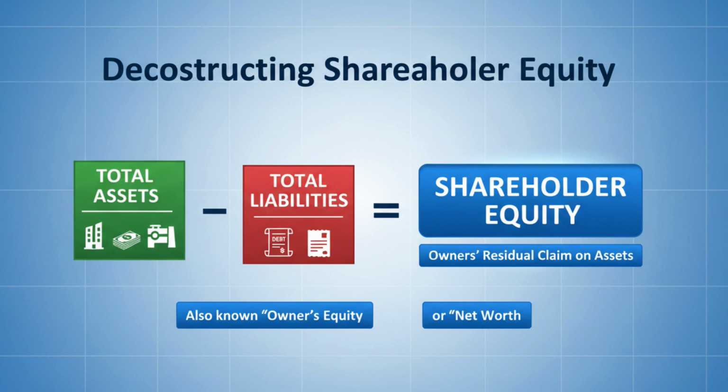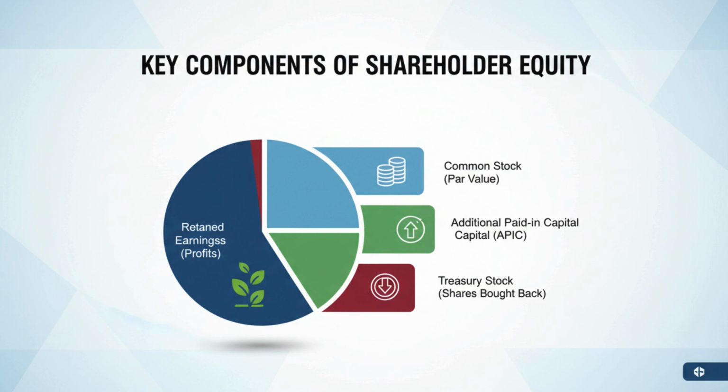This figure is crucial because it signifies the capital shareholders have invested, either directly through purchasing shares or indirectly through retained earnings. It essentially illustrates the health and financial stability of a company from the perspective of its owners. Understanding this gives us a clear picture of how much of the company is truly owned by its shareholders, free from liabilities.